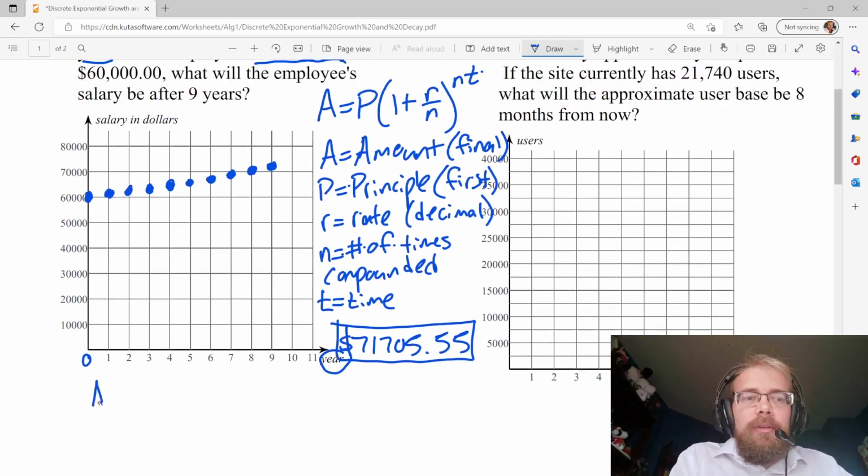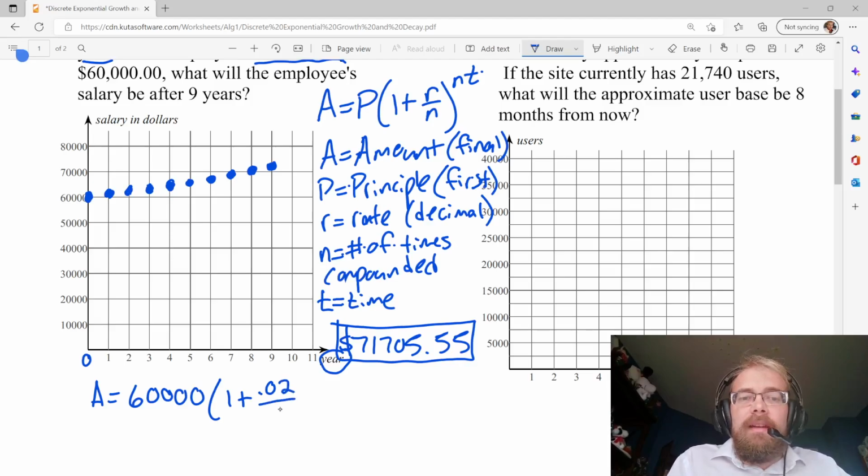So A is equal to P, the principal, 60,000. Lots of zeros. 1 plus the rate is 0.02, divided by n, the number of times compounded in a year. We are compounding once in a year, to the n times t, 9. And that is how you do it. We can clean it up a little bit before you put it in the calculator, or if you feel pretty confident in your calculator typing skills, then you could just do it that way.